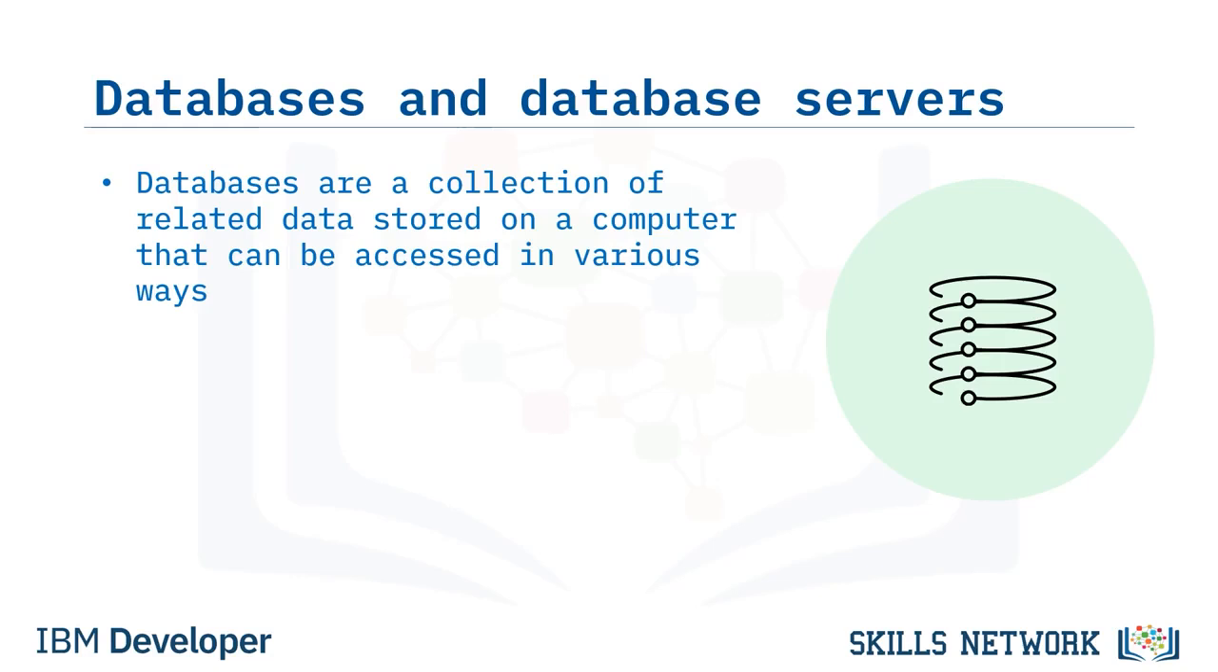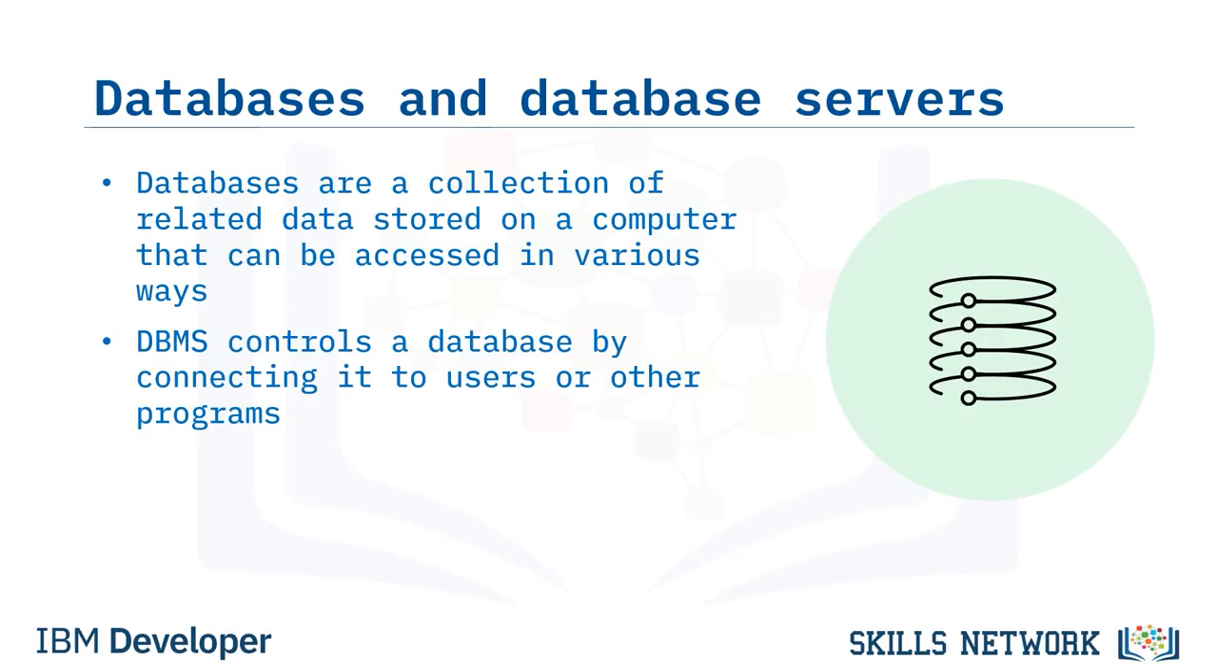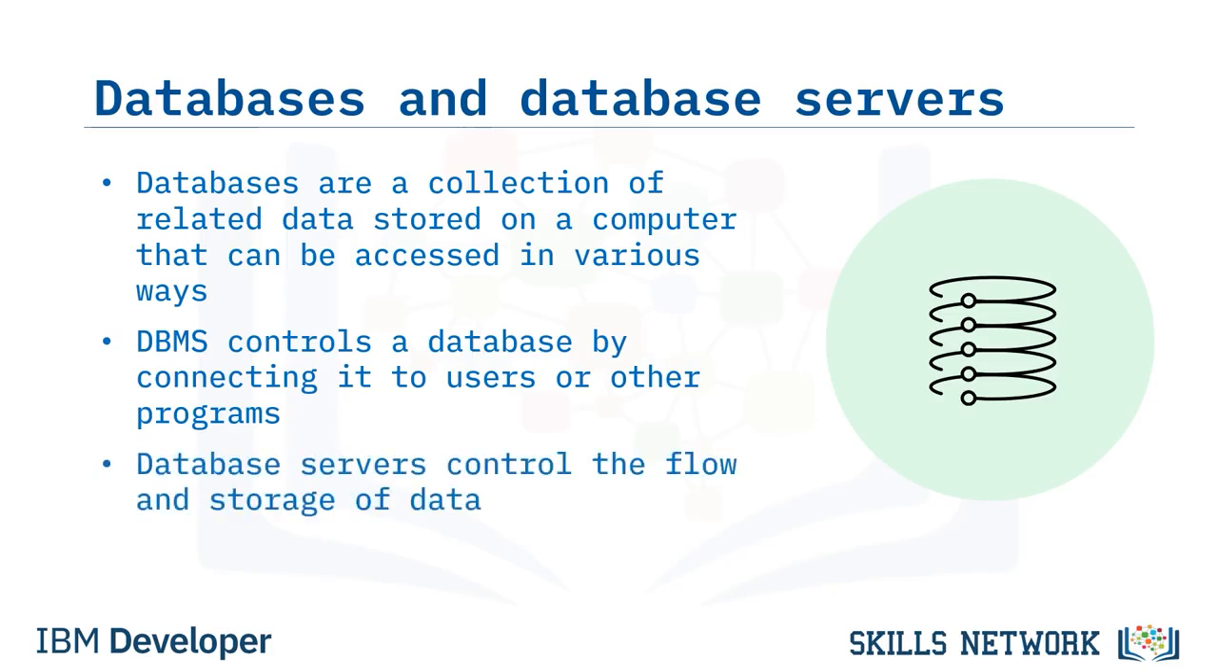Finally, a database is a collection of related data stored on a computer that can be accessed in various ways. A database is usually controlled by software, called a database management system, or DBMS. The DBMS controls a database by connecting the database to users or other programs. The database server controls the flow and storage of data. The DBMS connects the database server to an application so data stored in the database can be retrieved or manipulated by the application.